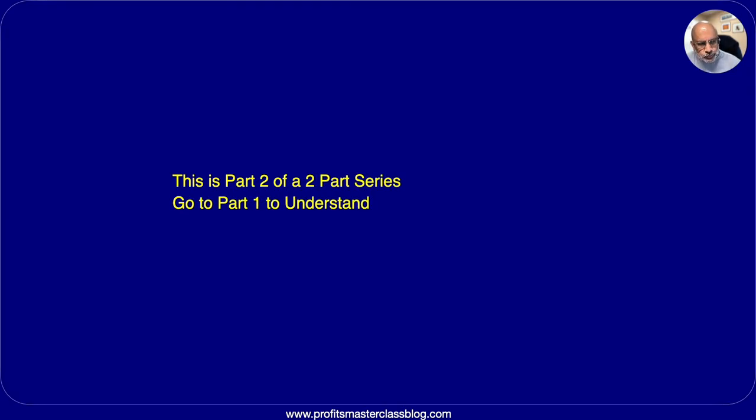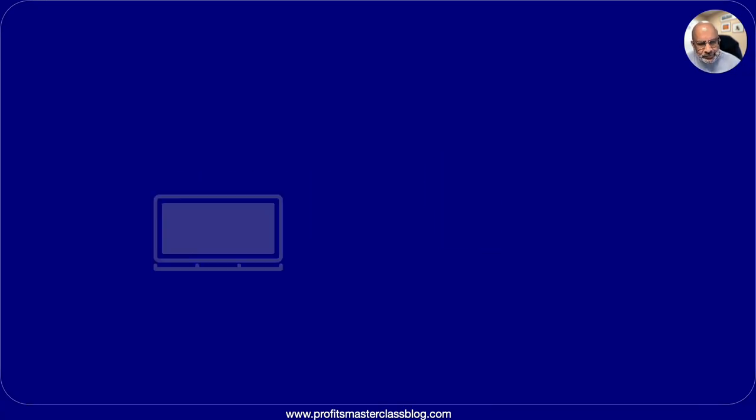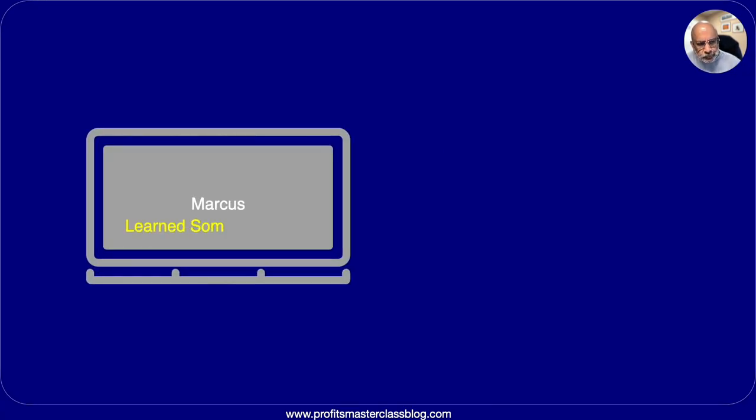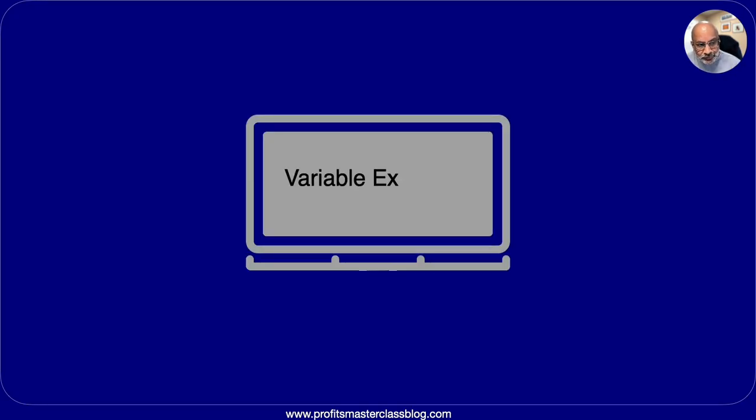This is part 2, and there is a link in the description below to take you to part 1. Let's meet Marcus, hotel manager of Paradise Hotel. In part 1 of the 2-part video series, Marcus learned about expense behaviors, more particularly how variable expenses were affected by occupancy levels. He understood the relationship between occupancy and variable expenses.